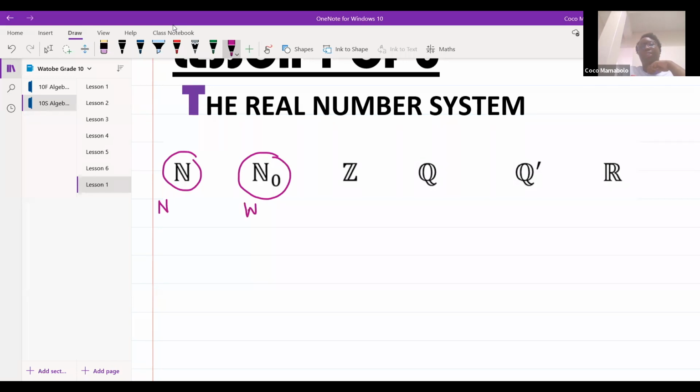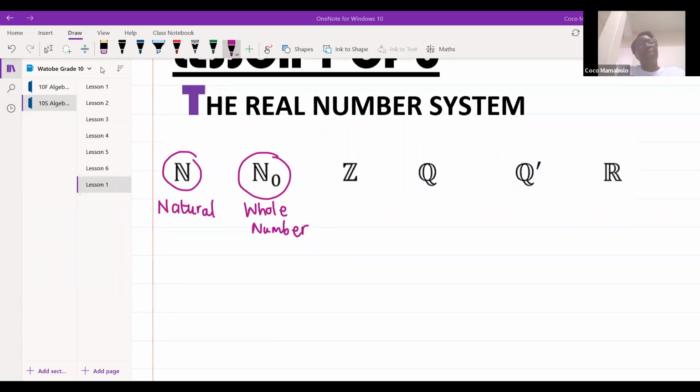Tiana's got this one right. These are whole numbers. What does the other N stand for? What does this one stand for? Natural numbers. That's it. Exactly. 100%. Well done, up here. That's exactly what I was looking for. It stands for natural numbers.